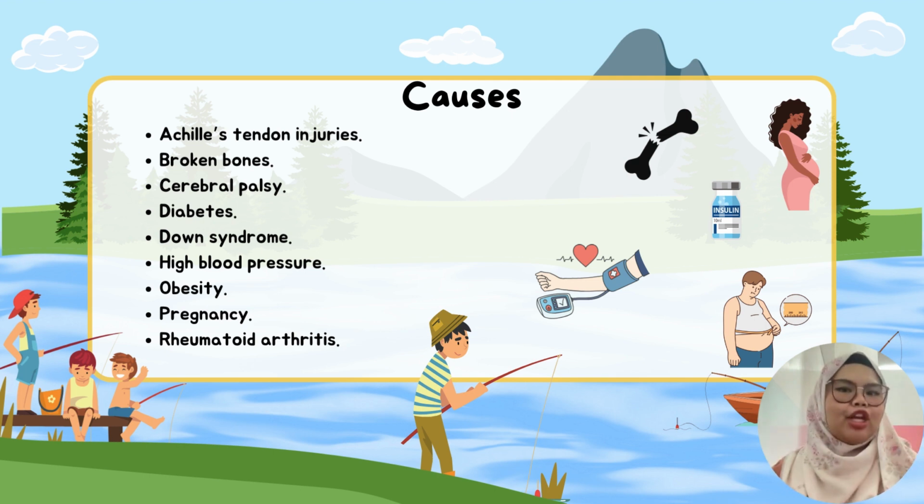Having flat feet may be in your genes. As a child ages, arches form in their feet. Some people have high arches while others have very low or nearly absent arches, also known as flat feet. Some people develop flat feet later in life. The condition sometimes runs in families, and certain problems increase your risk of flat foot, including Achilles tendon injuries, broken bones, cerebral palsy, diabetes, Down syndrome, high blood pressure, obesity, pregnancy, or arthritis.